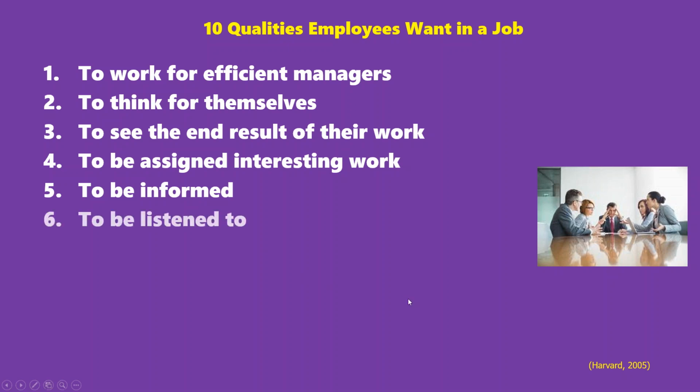Number 6 is they want people to listen to them. Now, this is quite important because Vicky mentioned to feel valued. Robert mentioned appreciation. So these things are extremely important. And the best way to do that is by listening to people.